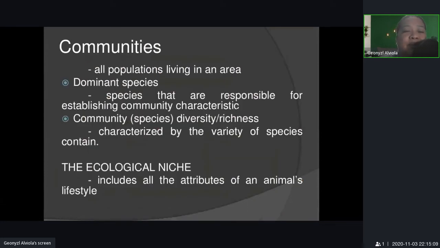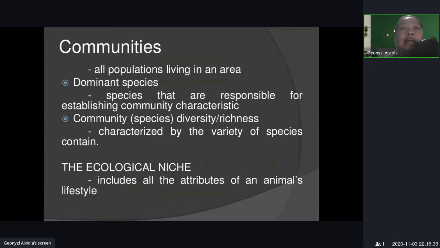Communities: all the populations living in an area are considered a community. But in a community, there could be dominant species. When we say dominant species, these are the species with a higher number in terms of population in a certain area. Community species diversity, or richness, is characterized by the variety of species contained.